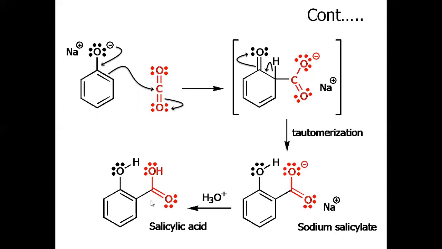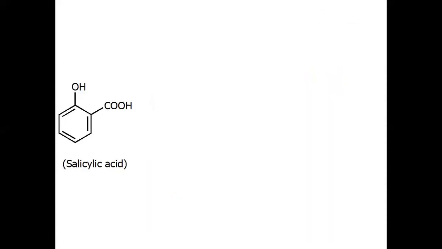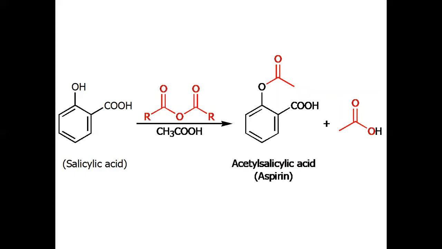Salicylic acid is a very important commercially available compound for the production of a drug. See here, for example, when we treat the salicylic acid with acetic anhydride and acetic acid, it will give you acetylsalicylic acid, which is an analgesic drug, also known as aspirin, and the acetic acid.